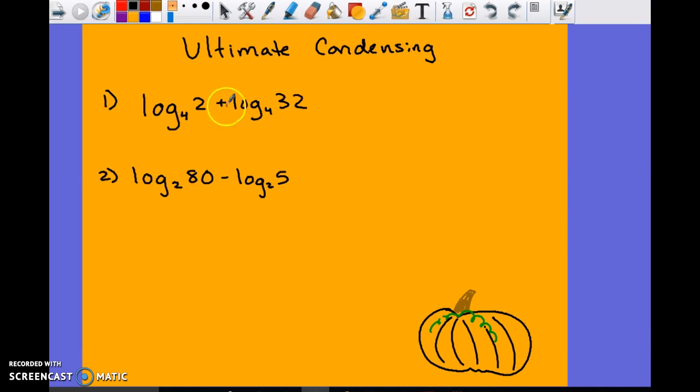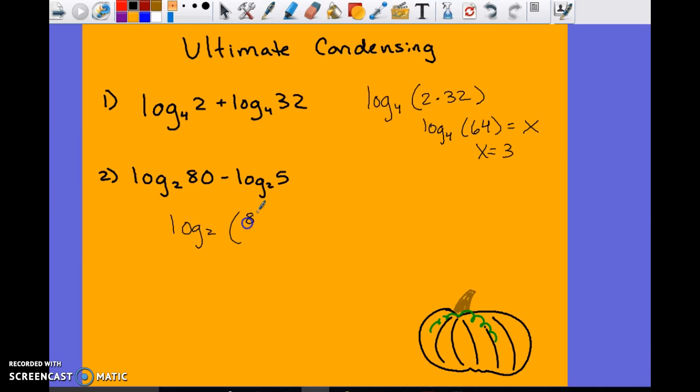So when I see addition, I'm going to change it to multiplication. Well, 2 times 32, hey, I know what that is. That's 64. And I can actually solve this. 4 to the what gives us 64? 3. This time I'm subtracting, which means it's going to change to division. And 80 divided by 5 is 16. Again, I can solve because 2 to the what gives me 16? 2 to the 4th.